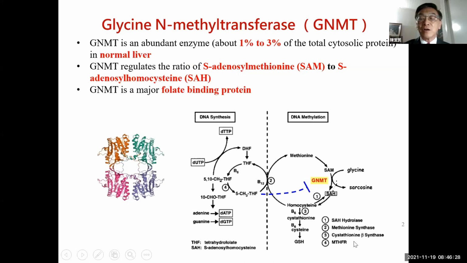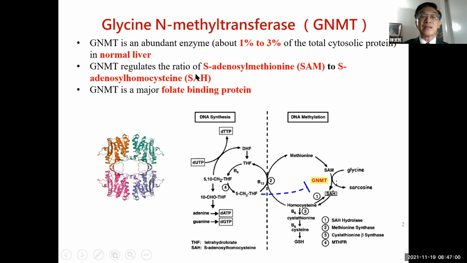Okay, so I will give a short introduction of this protein, or we call it enzyme, glycine N-methyltransferase. We call it GNMT. GNMT is very abundant in the normal liver. It was estimated to be about 1 to 3% of the total cytosolic protein. And GNMT regulates the ratio of S-adenosylmethionine to S-adenosylhomocysteine.